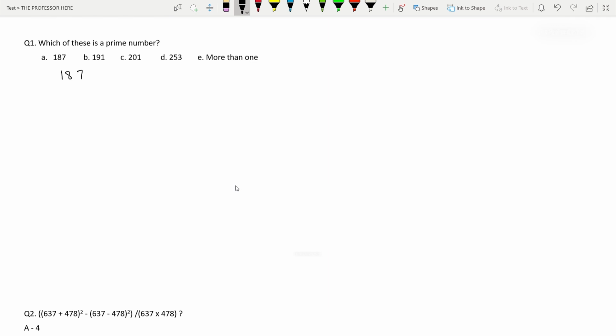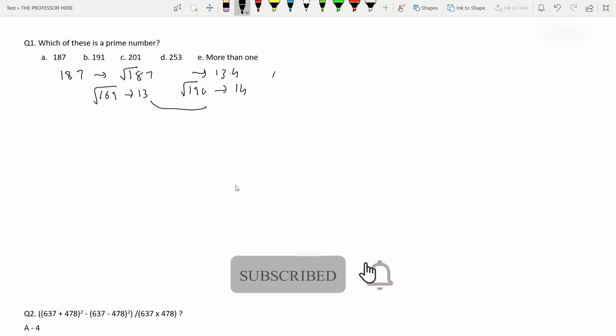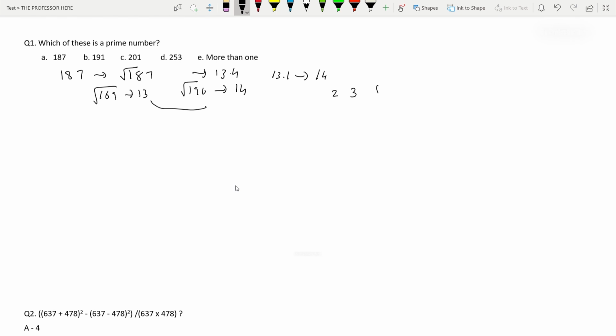To test whether this is a prime number or not, first you need to find the root of 187. Root of 169 is 13 and root of 196 is 14. So the number is somewhere between 13 and 14. Let's take it as 13.4 or 13.6, anything like that. Whatever the number is, round it off to the next integer. So even if it's 13.1, round it off to 14. Now list out all the prime numbers that are under 14. So it will be 2, 3, 5, 7, 11 and 13.